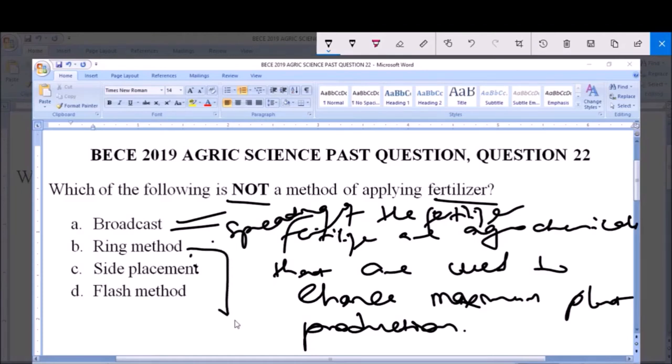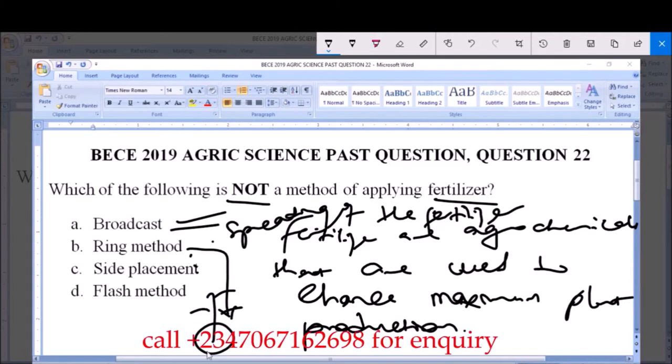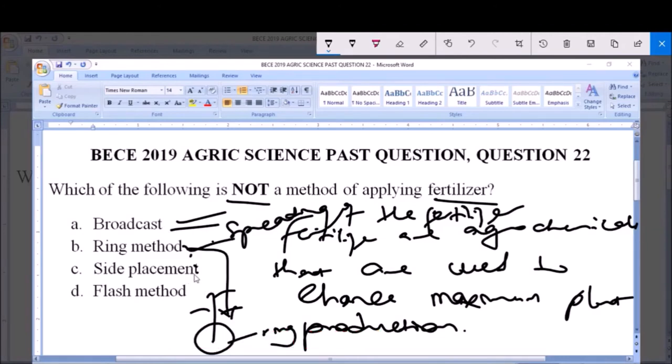B here says ring method. Now, ring method is a method of fertilizer application in which the fertilizer is placed in a ring form, that is in a circular form around the plants. Let's say, for instance, this is a plant. Now, the fertilizer is placed around the plant in a ring, that is in a circular form. So this is the ring method, and it's also a form of fertilizer application.